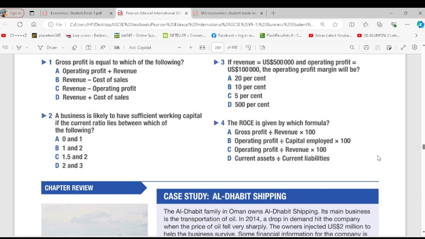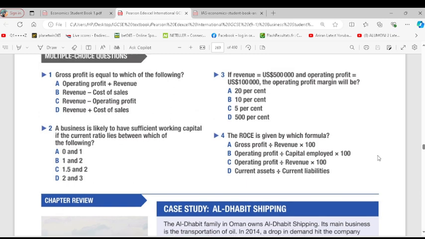When you calculate your current ratio, that's current assets divided by current liabilities. So the ratio should be 1.5 to 2. It doesn't mention it in the question, but you just have to know that. You use it in a formula: current assets divided by current liabilities.